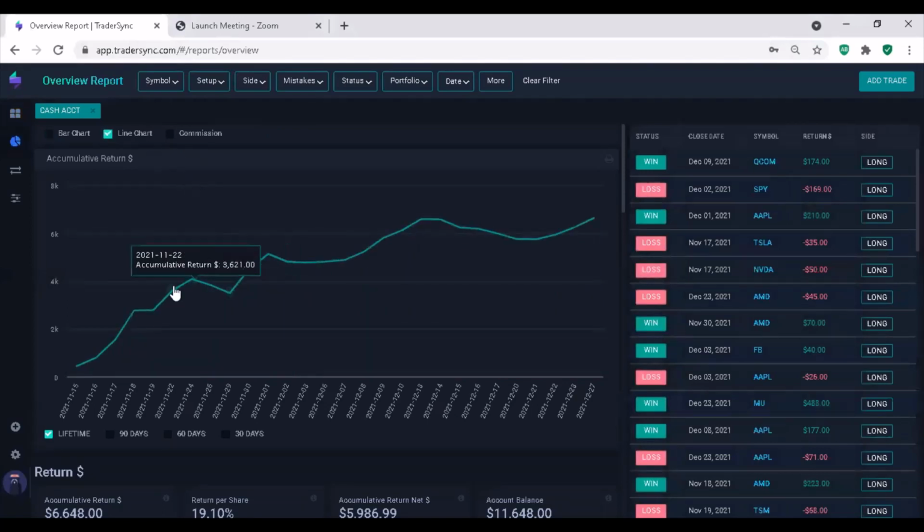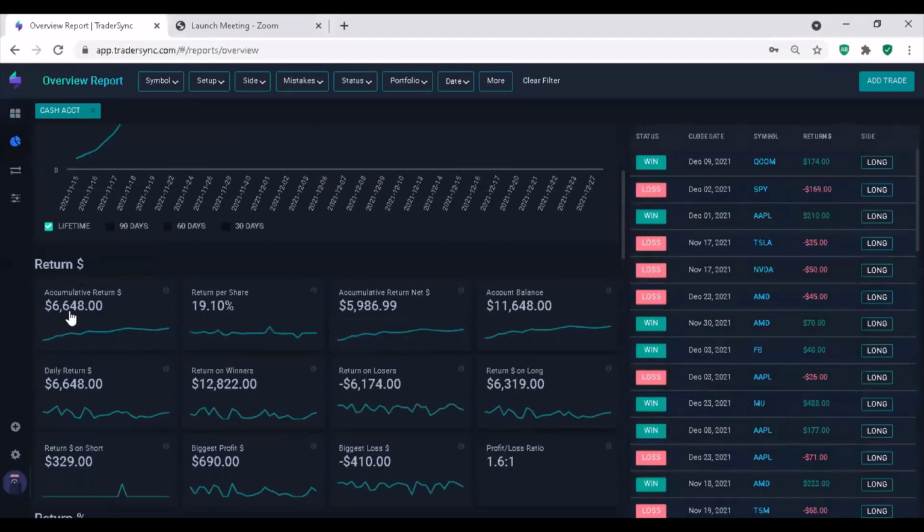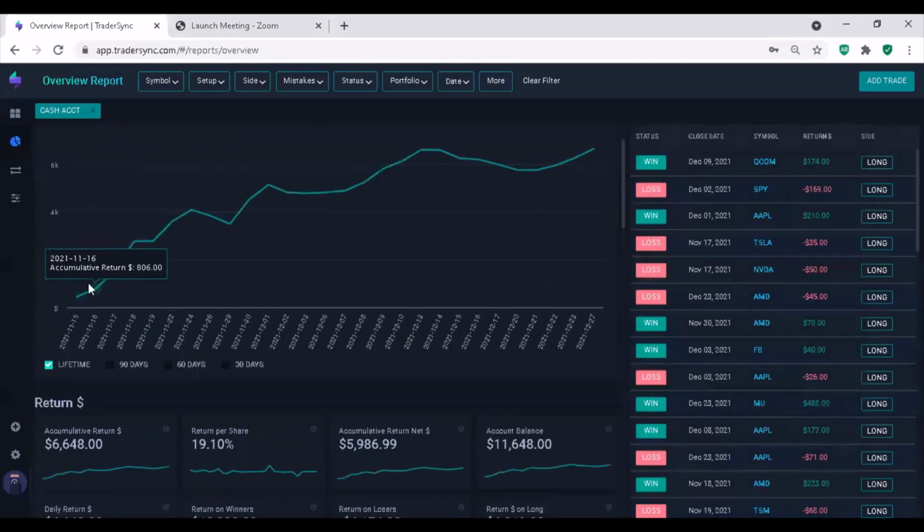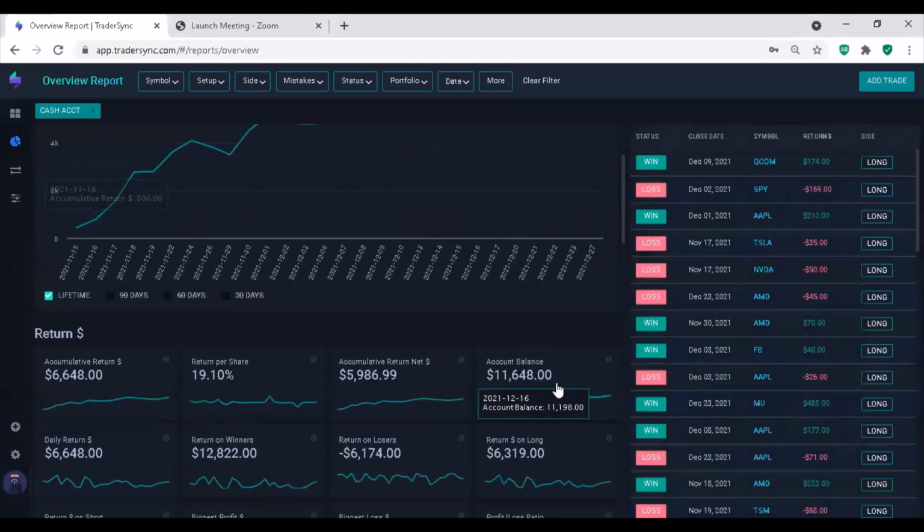Based on the data, according to this, November 15th, I had $460 in this account. And then over time, I built it up. Honestly, I started with more than 460. This is just referring to the profit curve, just FYI. I started with about 5,000, and then 5,000 plus my accumulative return equals my new account balance.